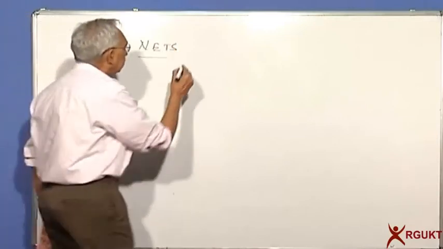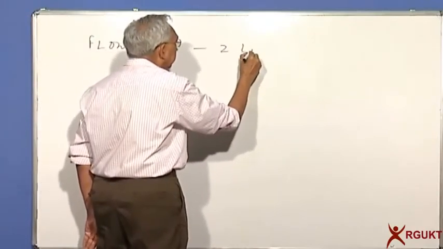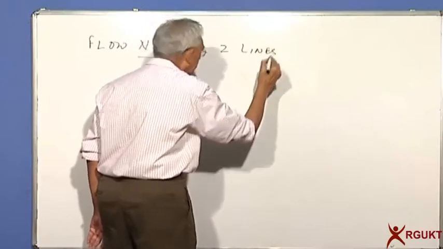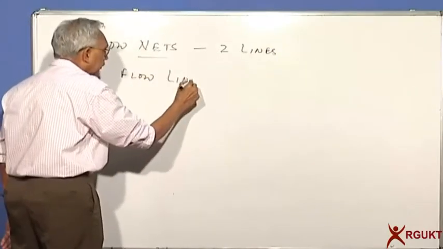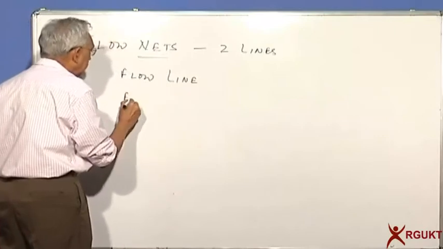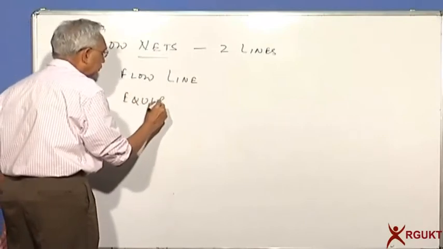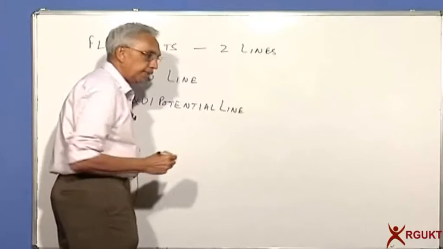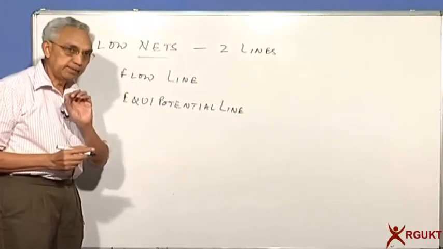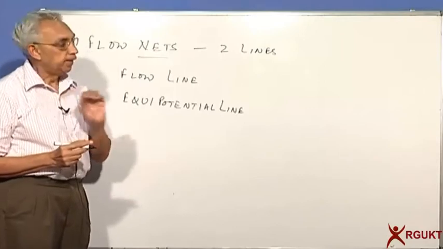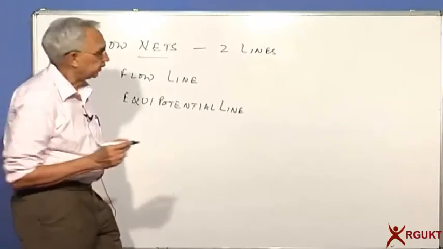It consists of two lines. What are the two lines? One is called the flow line and the other is called the equipotential line. What are they? The flow line is the flow or the path taken by a water particle. It travels from upstream to downstream side.